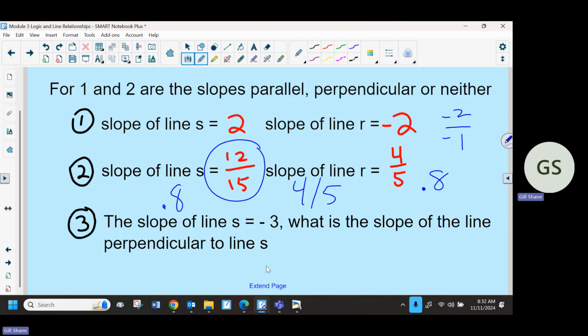So that is also a way if you're struggling. If you want to compare, just convert them both to decimals, top divided by bottom. And if it's the exact same decimal, then it is the same slope.